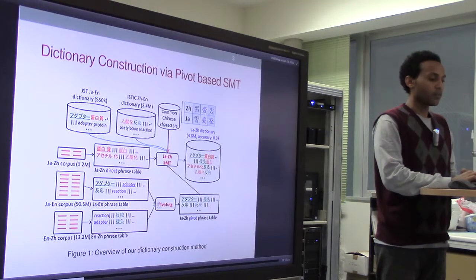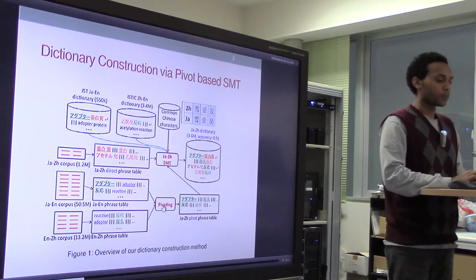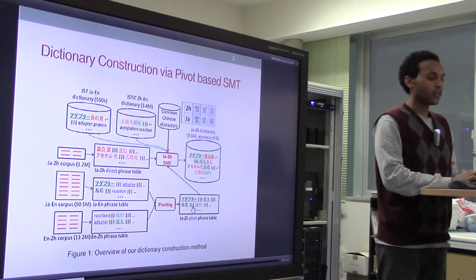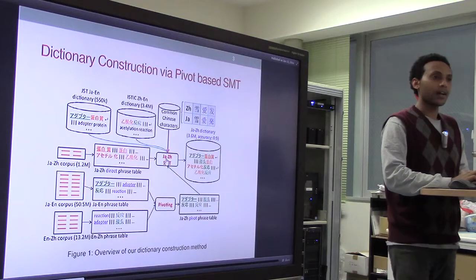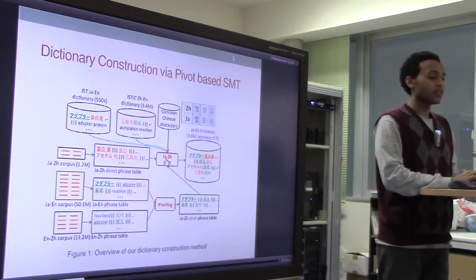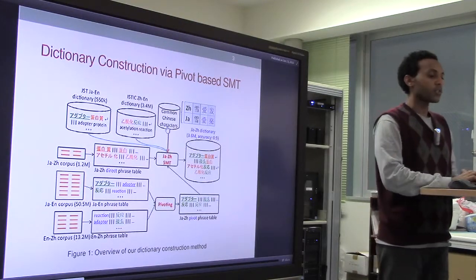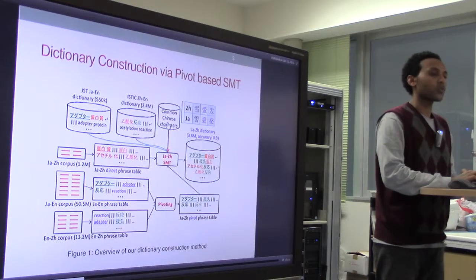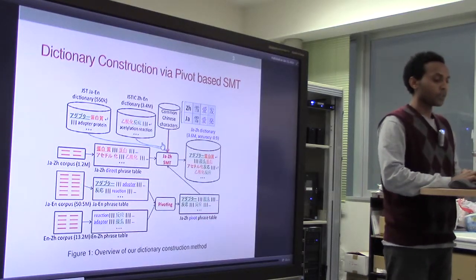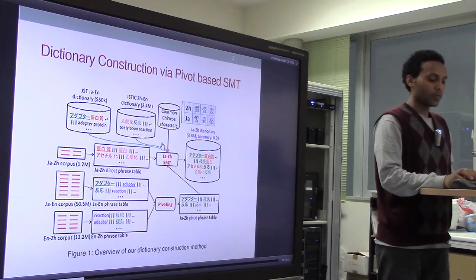And by doing the pivot-based phrase construction, they constructed a phrase table from the source to the target. Both this phrase table and this phrase table are then processed by SMT Moses to give this Japanese-Chinese dictionary. In the process, common Chinese characters were also used as a feature. This is the overview of the research.